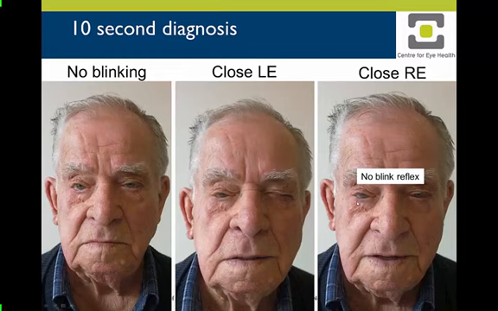So in both cases, he could feel the stimulation. So in other words, the fifth cranial nerve is operational, but clearly the information coming back from the seventh cranial nerve to lead to a blink reflex is dysfunctional, as is the voluntary control of closing the right eye.